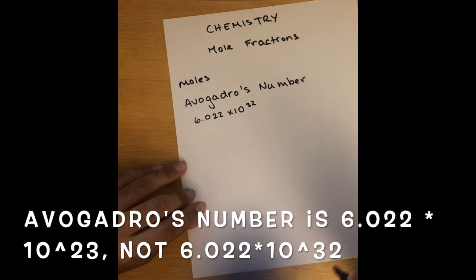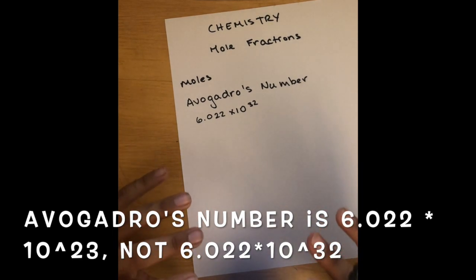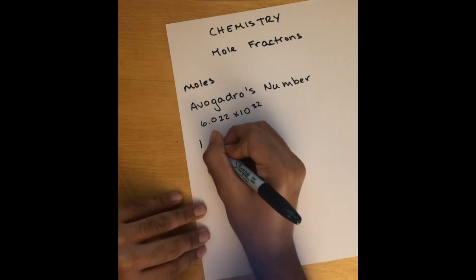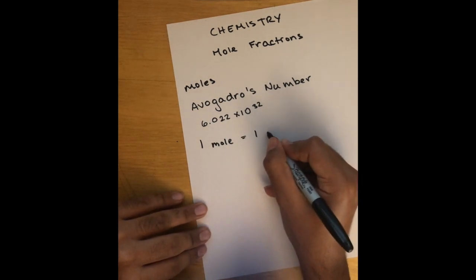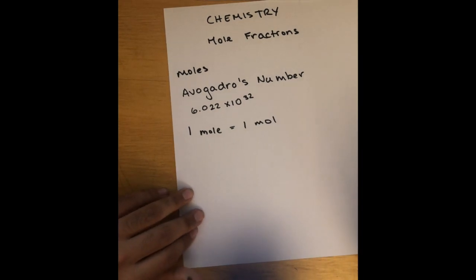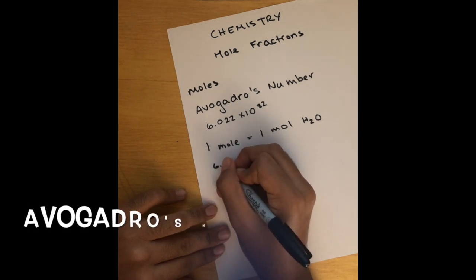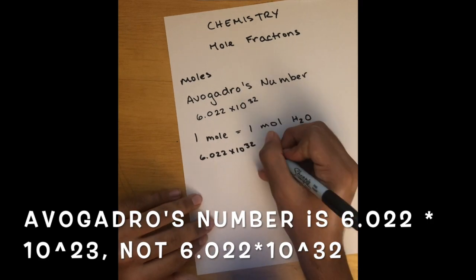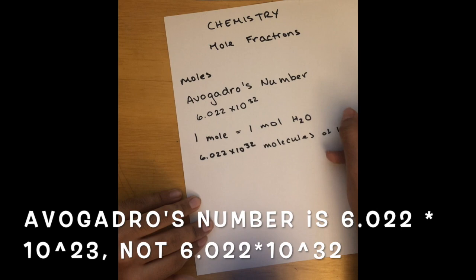32nd. Now, this is important to understand because this is how many particles are present in 1 mole of a substance. Meaning that if I had 1 mole, which when you're doing calculations can be written as 1 mol, if you have 1 mole of H2O, which is water, you have 6.022 times 10 to the 32nd molecules of H2O.